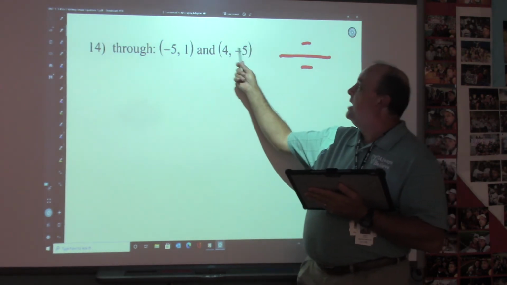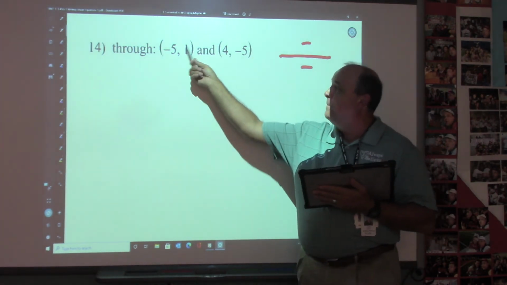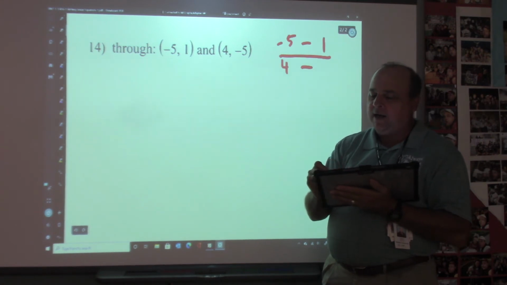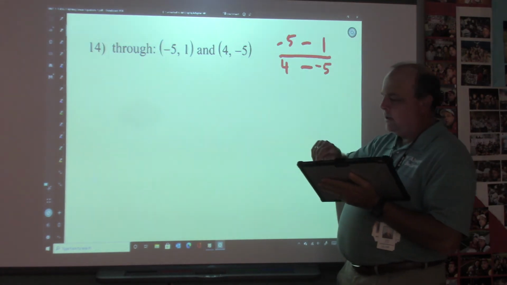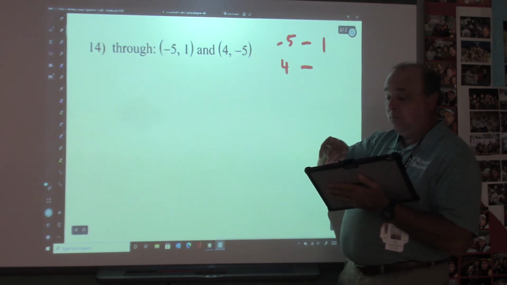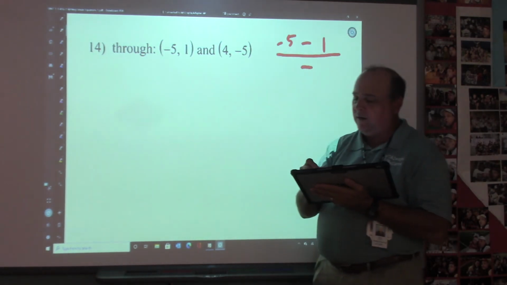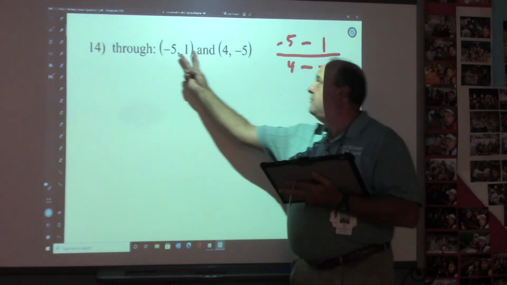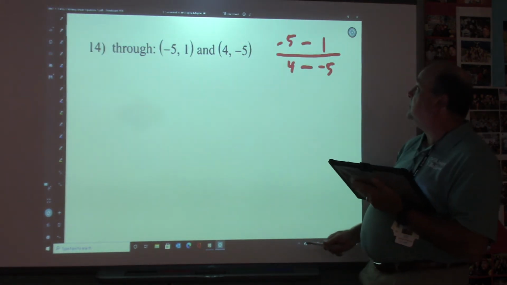Okay, let's do y2 minus y1 over x2 minus x1, right? So we're going to put negative 5 minus 1. And then we're going to put 4 minus a negative 5. So we're going to have 5 minus 1. And then, ooh, I did that backwards. Oh, I did that on purpose to see if you were paying attention. And then we're going to put 4 minus a negative 5, right? So notice the 1 and negative 5 are in the same spot, and the negative 5 and the 4 are in the same spot, right? That's what you got to check.